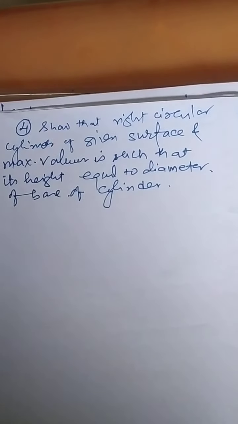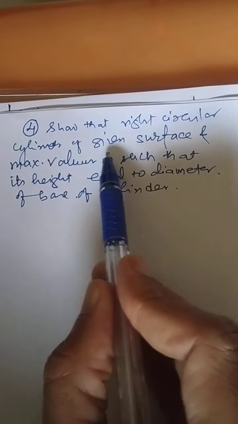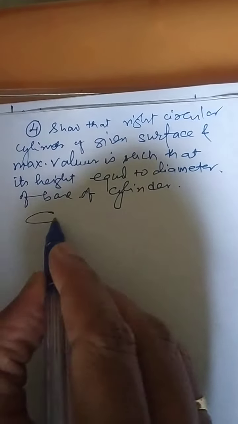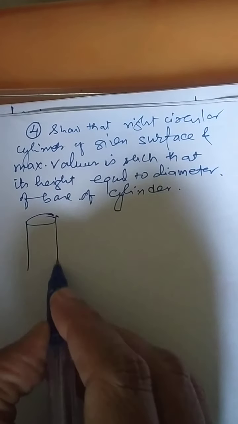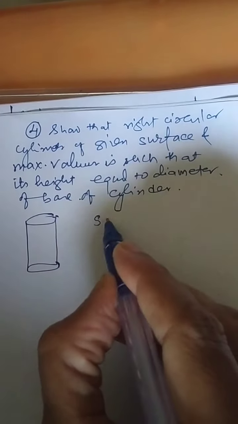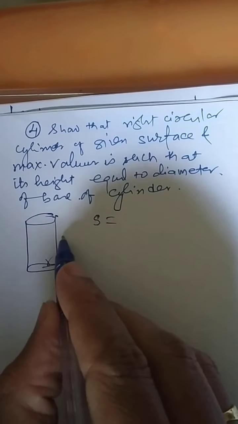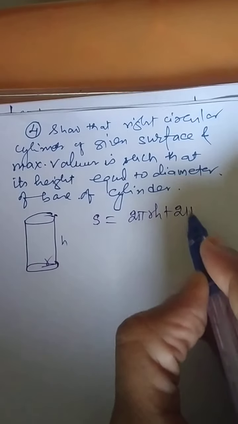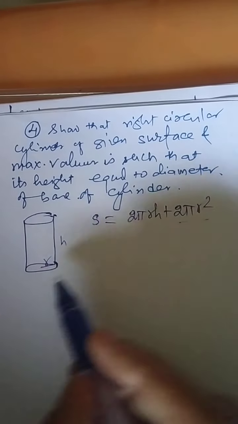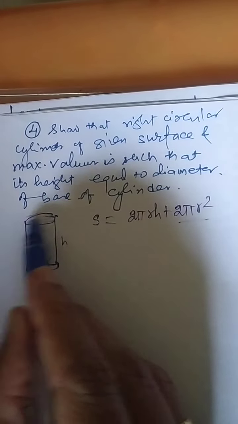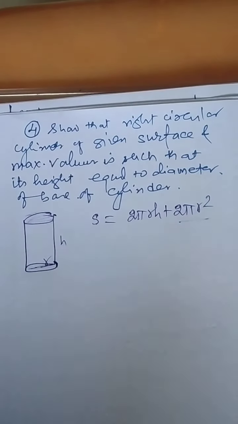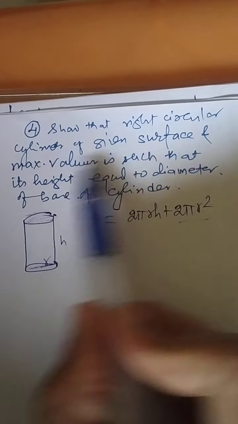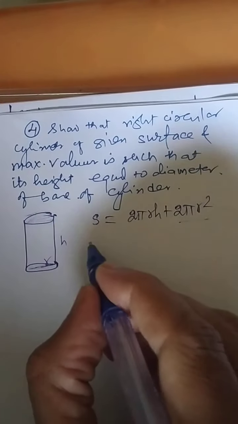Next question. Show that the right circular cylinder of a given surface area. One right circular cylinder with given surface area S. What will be the surface area? This is R, this is H. It means 2 pi R H plus 2 pi R square. Why this 2 pi R square? Because it will be a right circular cylinder closed at both ends. Okay, given surface area, and the maximization of volume.